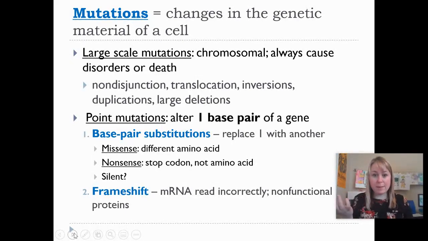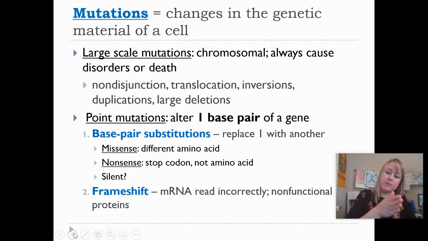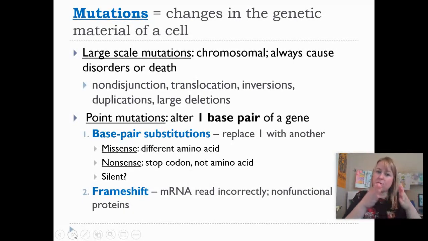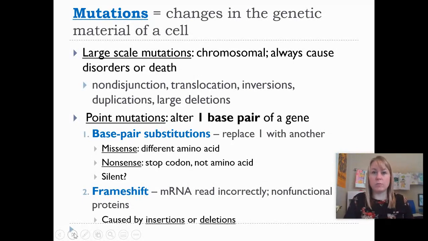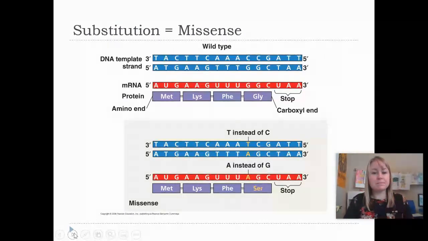Then we have frame shifts. Frame shifts are always bad. Basically, a nucleotide gets added or taken away, so not just substituted, but you end up with an extra one, which shifts the entire reading frame. Every single codon after the nucleotide is either deleted or added is going to be messed up. It always results in a non-functional protein. Again, the only way to shift your frame is to either take away a nucleotide or add an extra one, and that will shift your reading frame down.